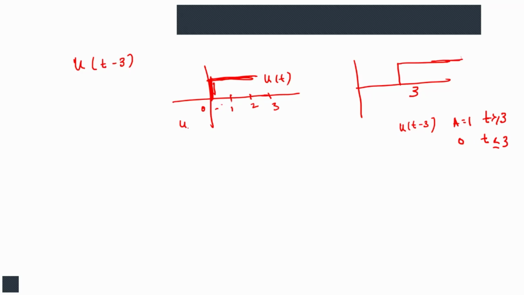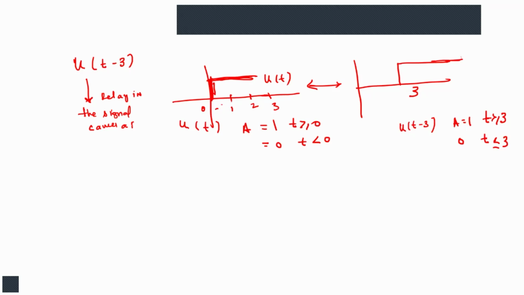Compare this with u of t, where the amplitude was equal to 1 when t was greater than or equal to 0, and amplitude was equal to 0 when t was less than 0. So this is the shift in the signal. This is called delay in the signal. Delay in the signal causes a right shift.